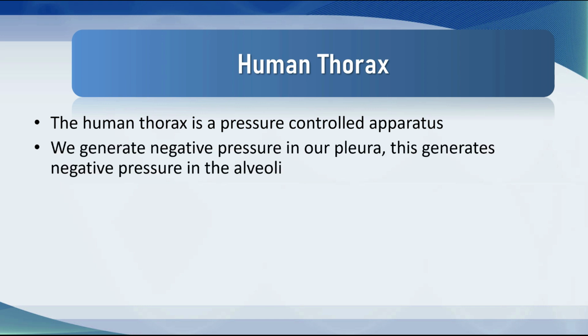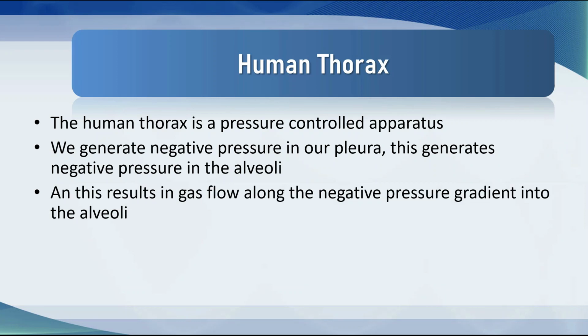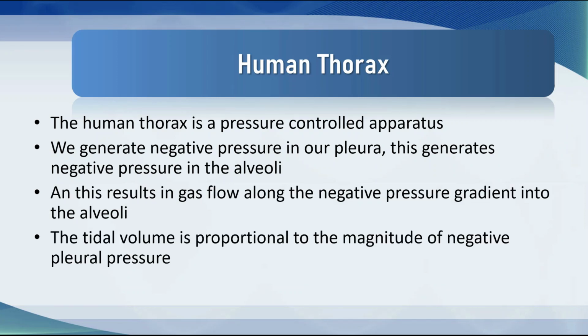We generate negative pressure within our pleura. This generates negative pressure within the alveoli, and that results in gas flowing along the negative pressure gradient into the alveoli. The tidal volume is proportional to the magnitude of the negative pleural pressure, and it is biologically variable.